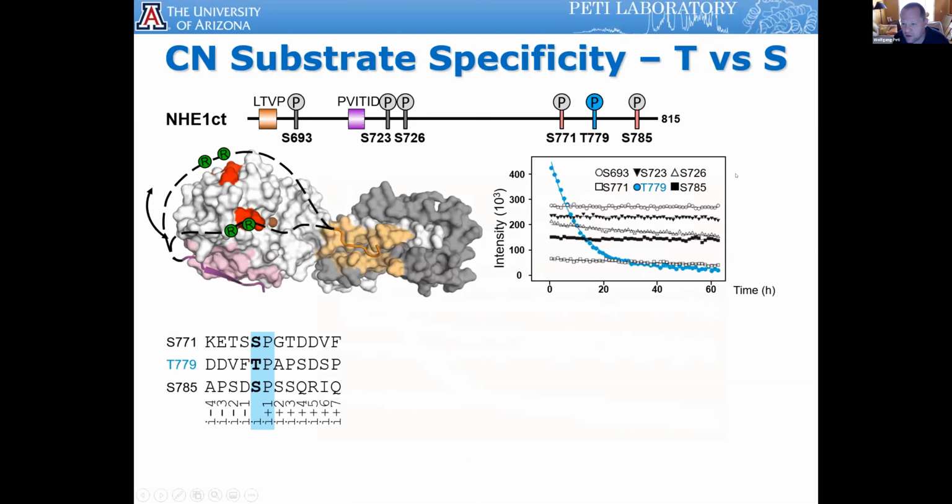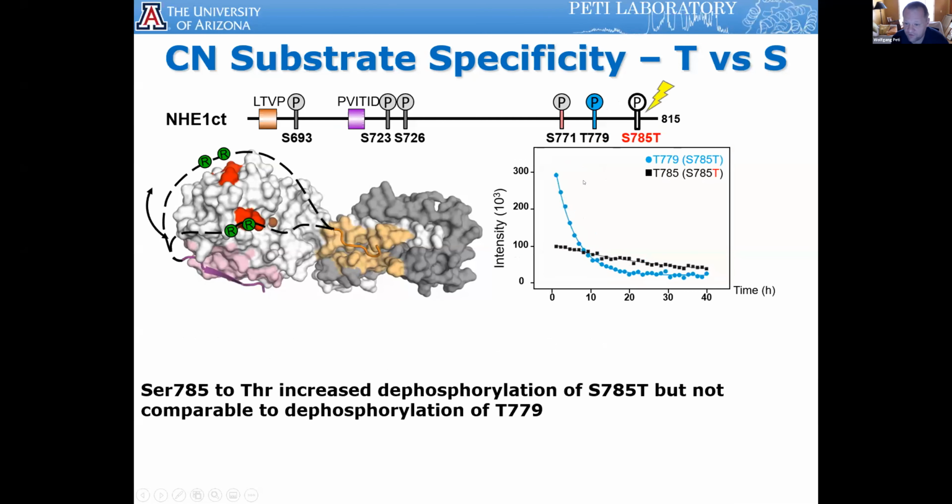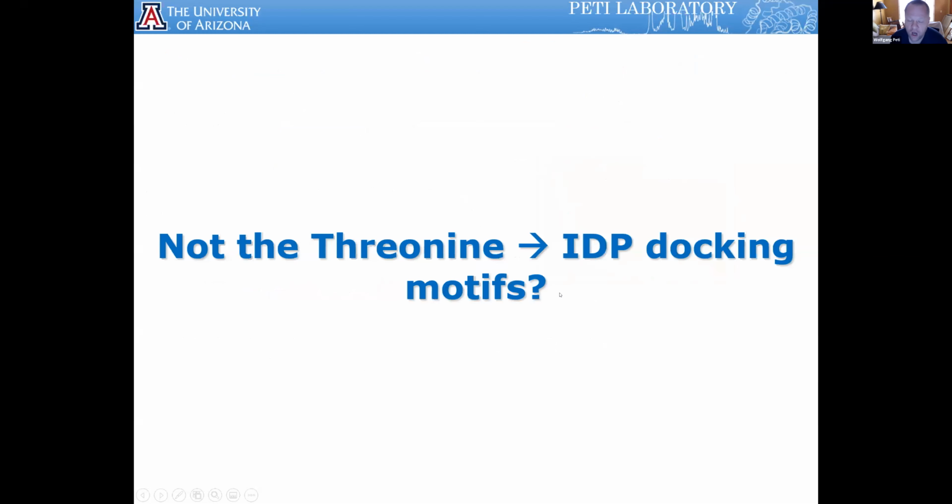Is it the threonine residue? You can see here, this is the only threonine. All the other sites are serines. So what we did to answer that is to turn that threonine into a serine, which indeed slowed down the dephosphorylation, but it was still the fastest dephosphorylation here. And moreover, if we turned another serine into a threonine, this did not have the same effect. It didn't increase the speed of dephosphorylation that much, showing that there's something unique of this site much beyond the threonine residue there. Okay, that's good.